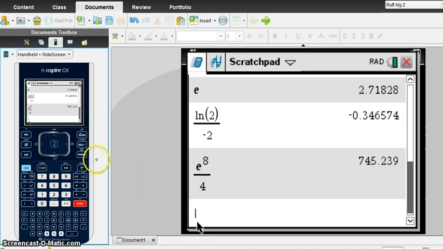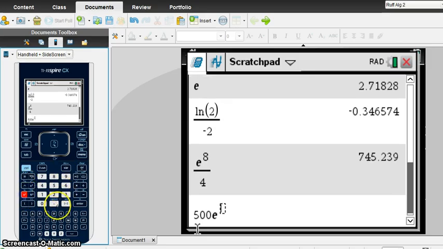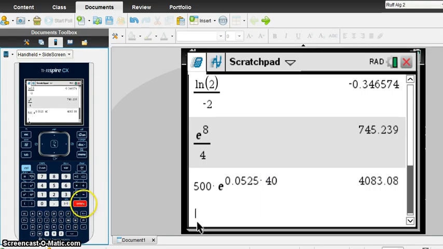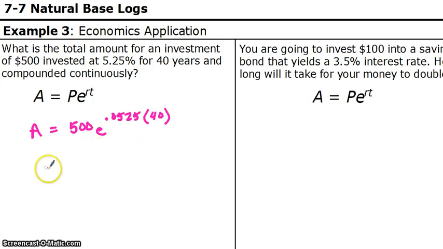So we just need to type that in the calculator right there. So we've got 500 e to the 0.0525 times 40. All right, and looks like that 500 after 40 years would be worth $4,083.08.